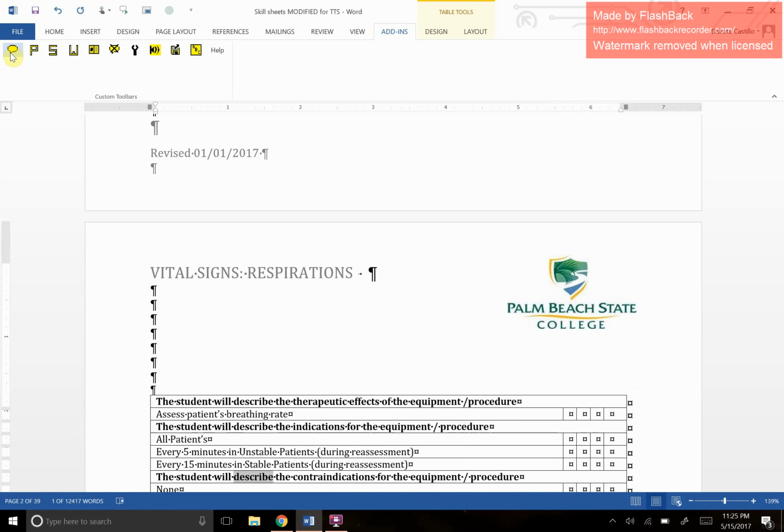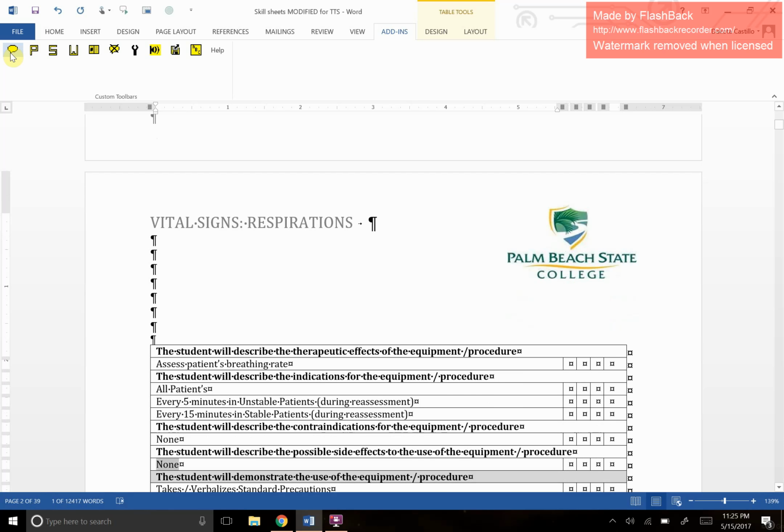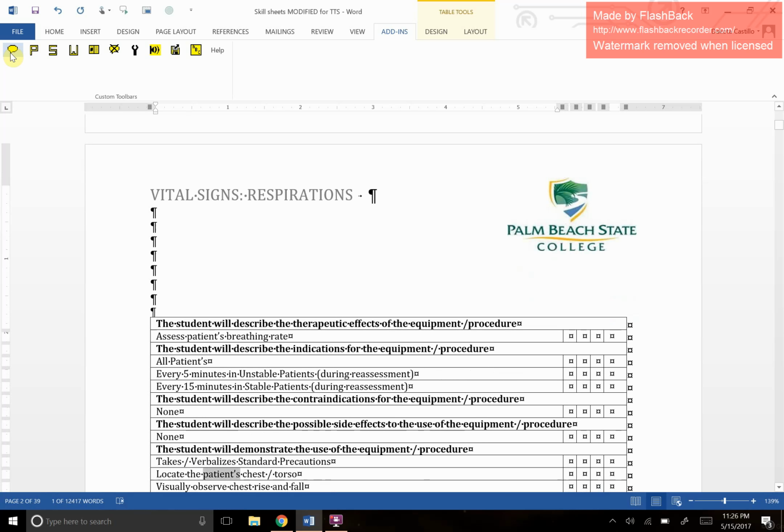The student will describe the contraindications for the equipment/procedure. None. The student will describe the possible side effects to the use of the equipment/procedure. None. The student will demonstrate the use of the equipment/procedure. Takes/verbalizes standard precautions. Locate the patient's chest/torso.